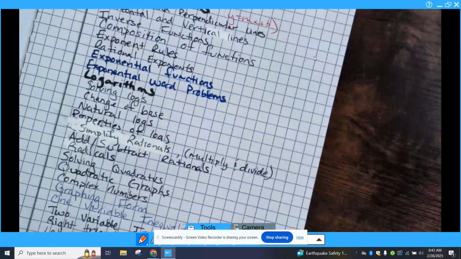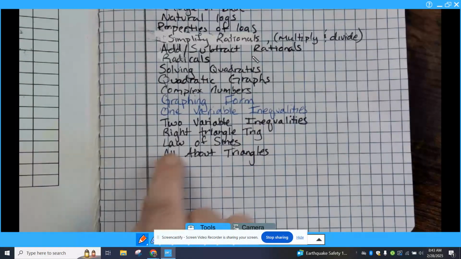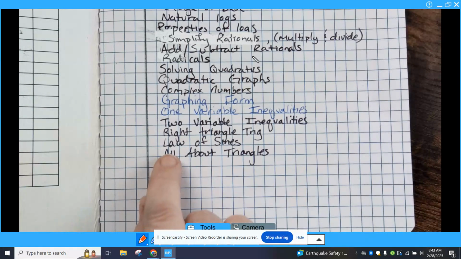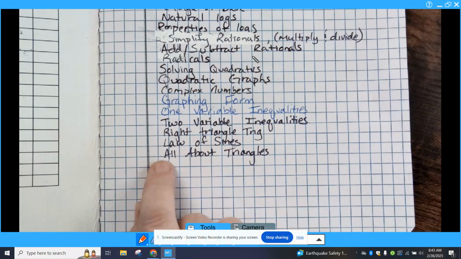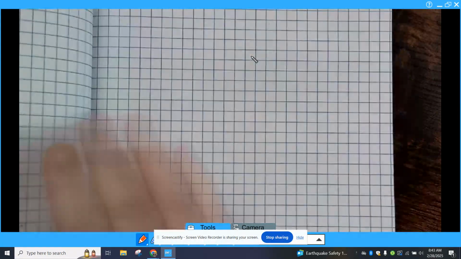Okay, we are in notes. If you guys open up your table of contents, we should have right triangle trig. That's the worksheet that you glued in. Today is the law of sines, and I would glue in your "All About Triangles," which was all the review. Okay, I have some of this already written.